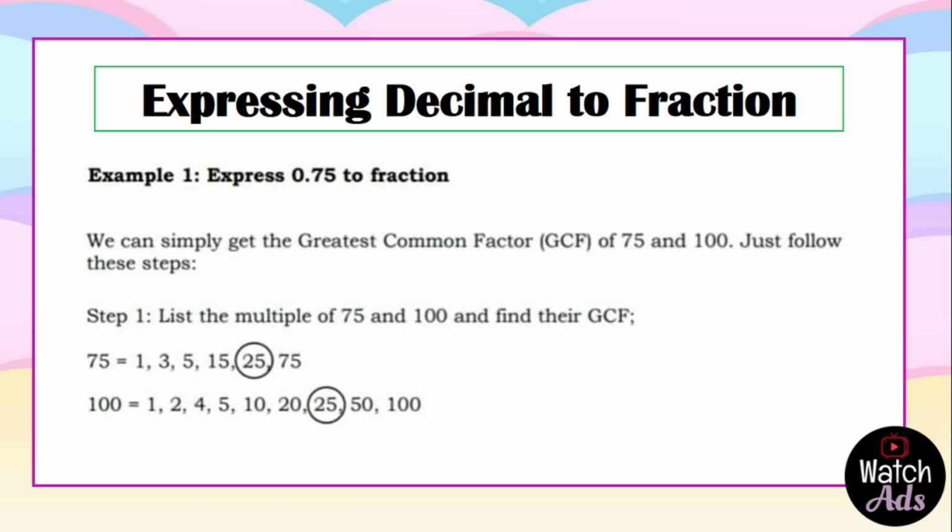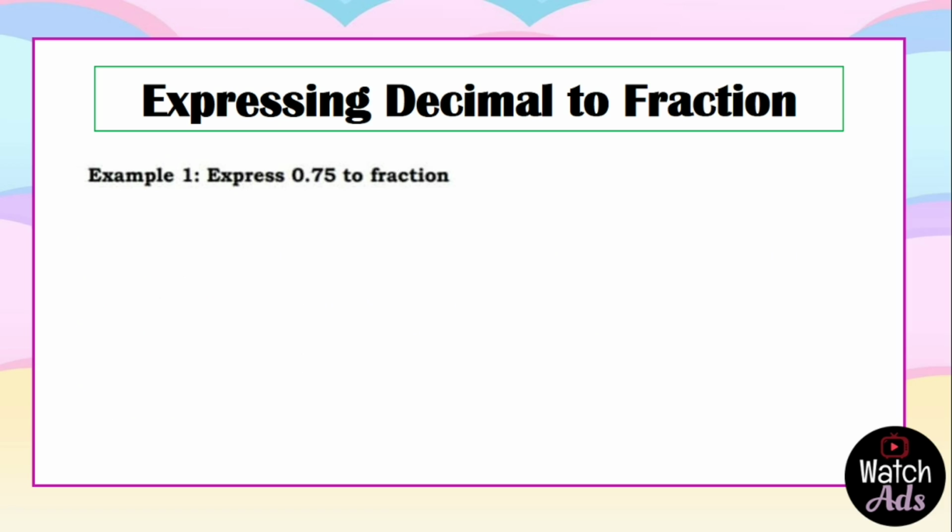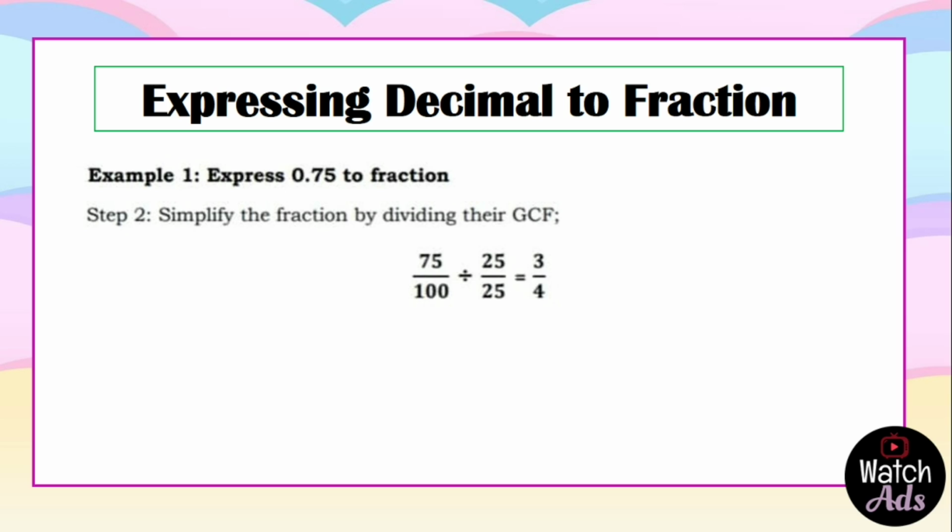Now, this is the listing method. List down all the multiples of 75 and 100 and find the greatest common factor. The greatest is 25, and it is common in both 75 and 100. Therefore, we pick 25. Now simplify the fraction by finding their GCF.